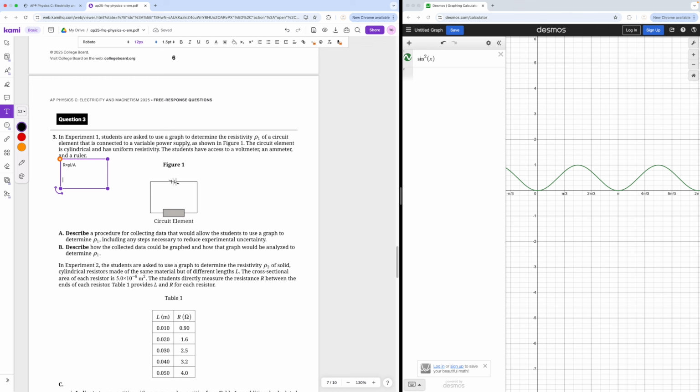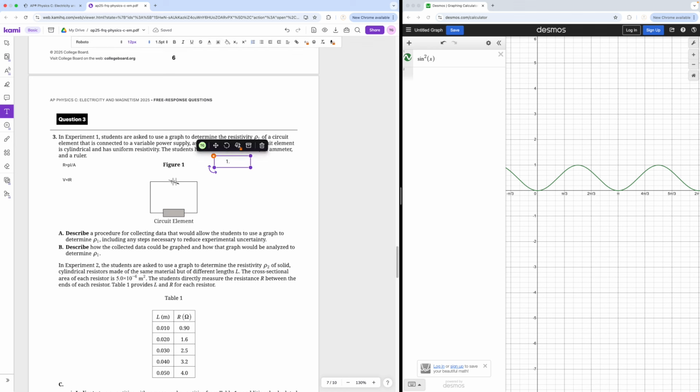How can we find resistance? Luckily, as we just used in our last question, we know that V equals IR. And luckily for us, we have a voltmeter and an ammeter. Meaning that if we graph our voltage against our current, we can find the slope for resistance. And if we find the slope for resistance, we can just solve this like a normal algebraic equation.